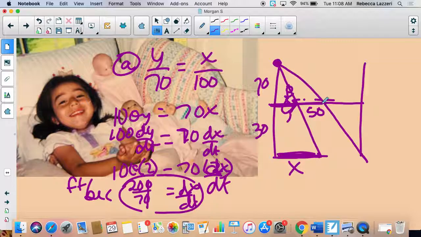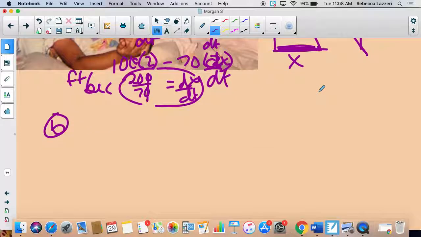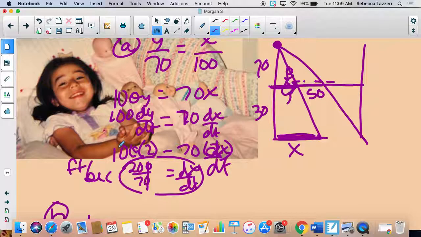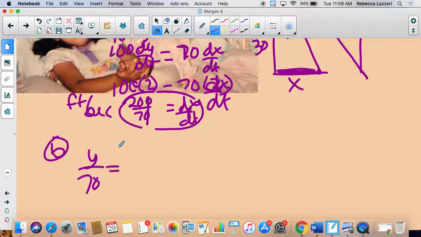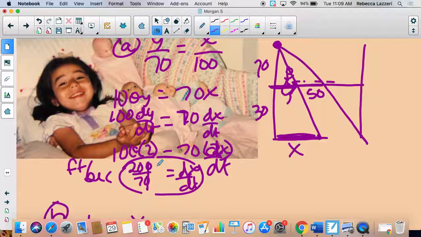So I'm going to put on the B part, y is to 70, as x is to 100. I'm doing something wrong. Okay, I want to do y is to 70.